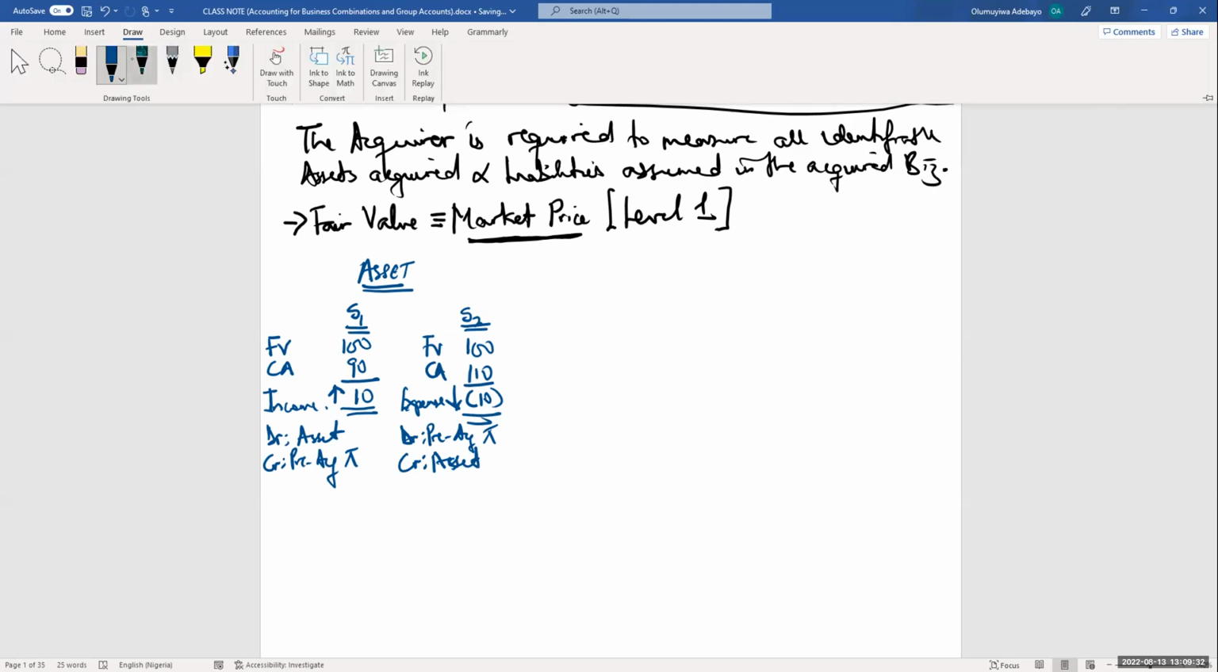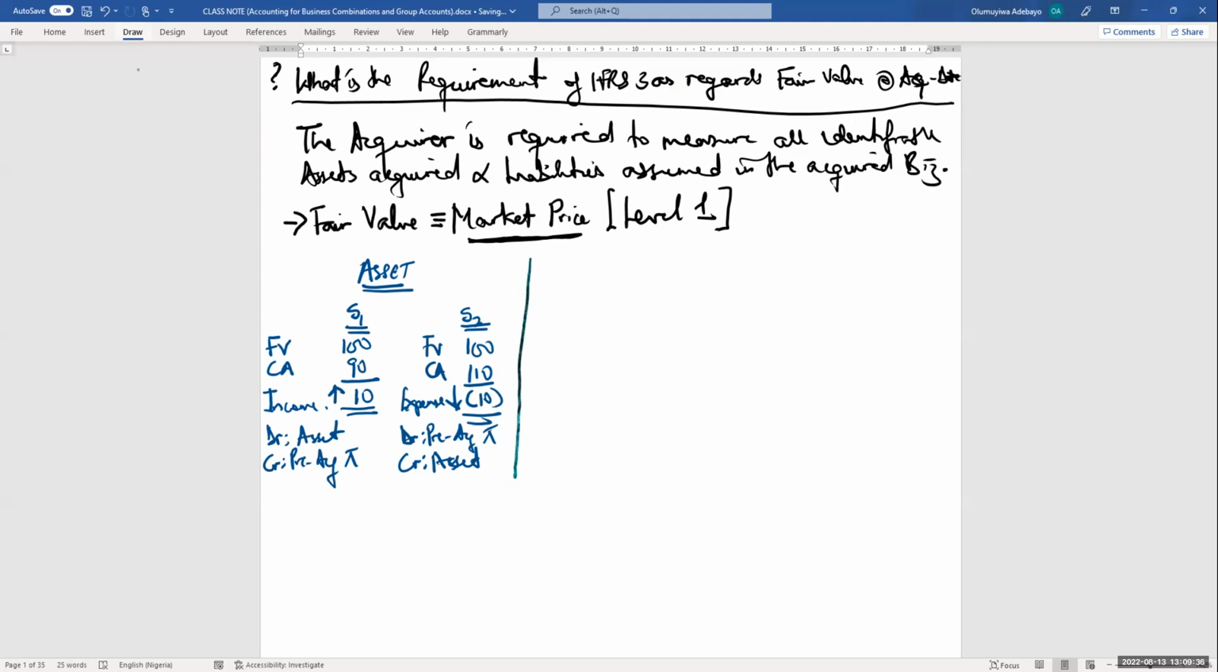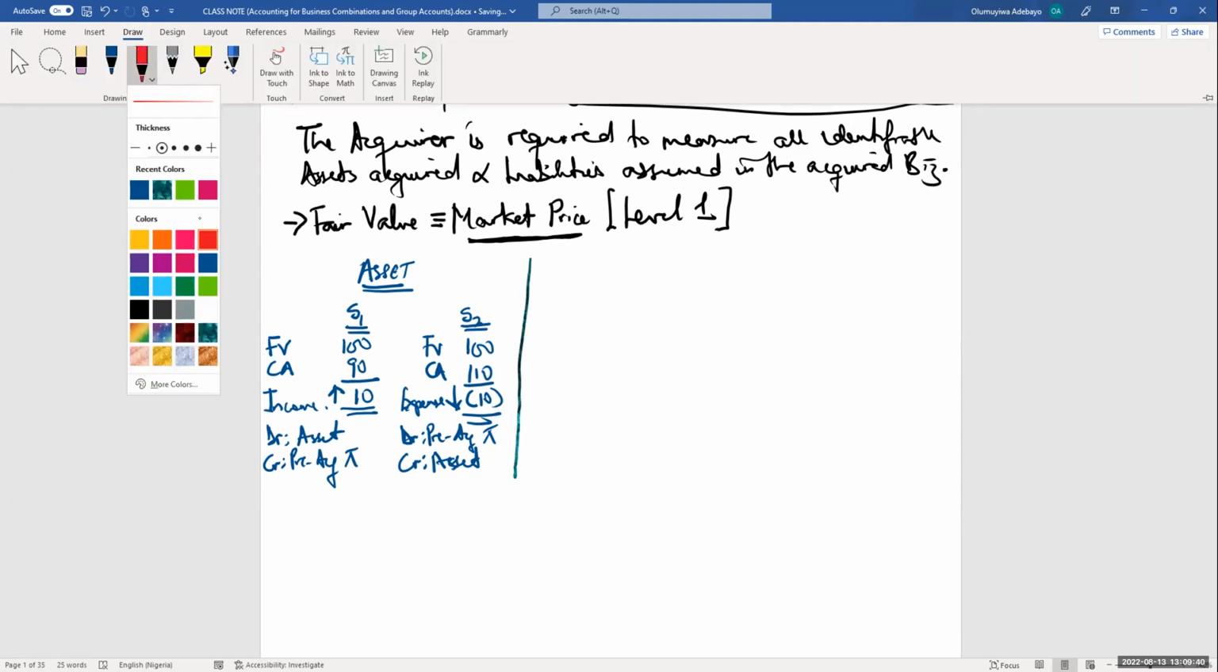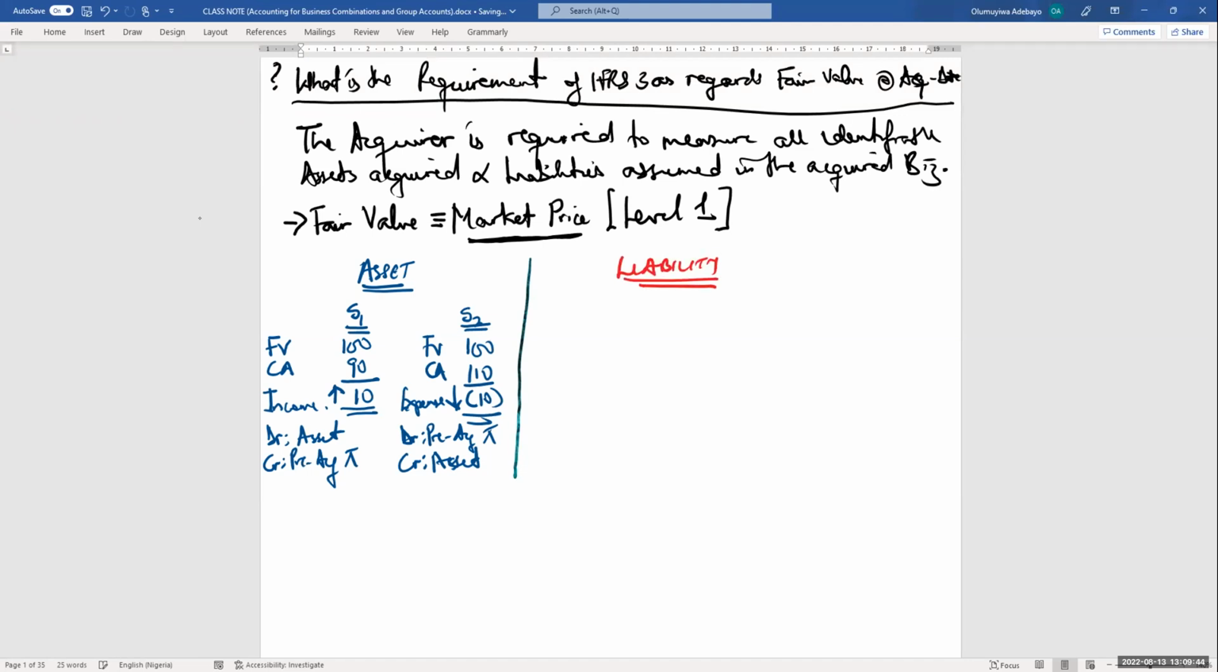Now, if it's a liability, scenario 3 and scenario 4. If the fair value of liabilities is 100, but the carrying amount is 90, this is an increase in liability by 10, and an increase in liability, if you go back to our conceptual framework discussion, we said an increase in liability that does not necessarily bring about contribution or distribution will be treated as an expense. Therefore this will reduce my profit, which invariably affects my pre-acquisition reserve, and increase my liability.